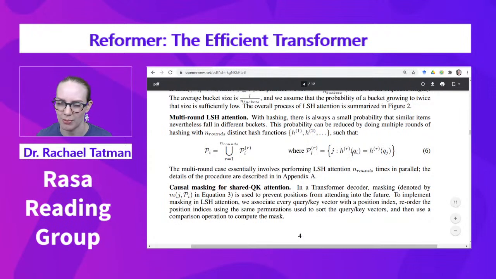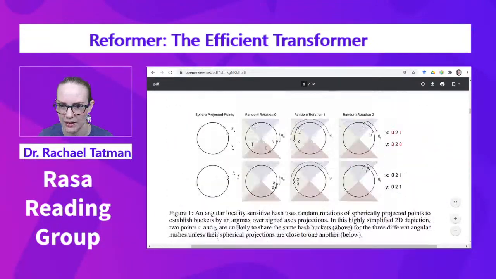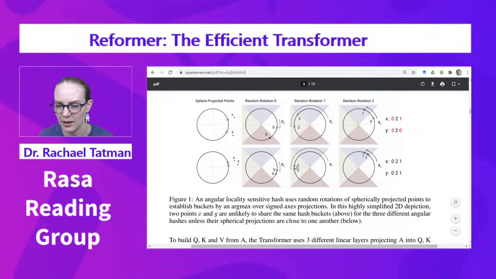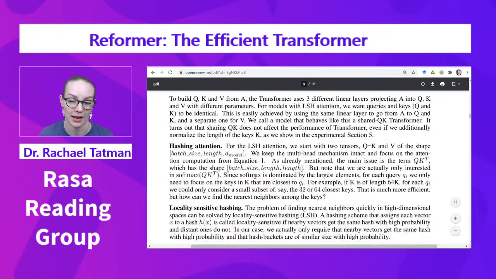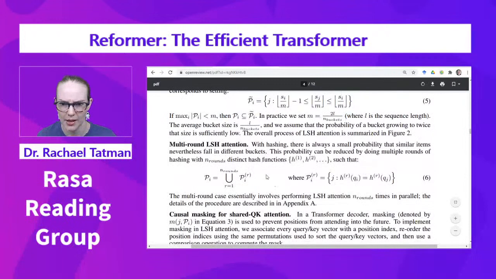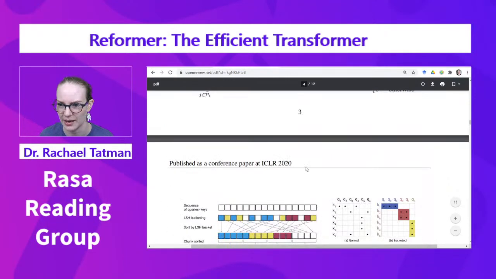With hashing, there is always a small probability that similar items nevertheless fall into different buckets. So here, where these 2 items are very close together on this projection, you can imagine a situation where one item falls here, one item falls there, even though they're very close to each other, they end up in different buckets, is what they're saying. This probability can be reduced by doing multiple rounds of hashing with n_rounds distinct hash functions. The multi-round case essentially involves performing LSH attention n_rounds times in parallel. The details of the procedure are described in Appendix A.